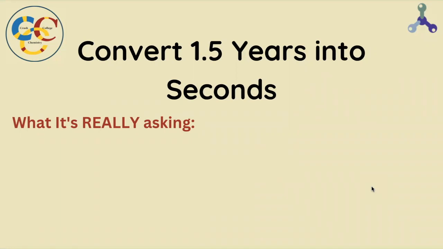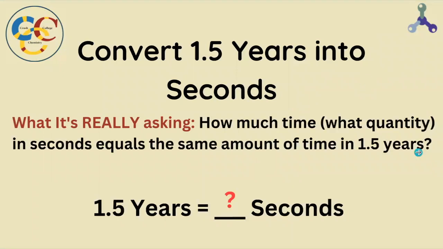Let's do two conversion problems, and we'll start with one that is super intuitive, and then we'll use that structure and strategy for more complicated problems. So our first problem is to convert 1.5 years into seconds. A useful strategy for solving these types of problems is to restate it in a way that helps us better find the answer. How much time, or what quantity in seconds, equals the same amount of time in 1.5 years?